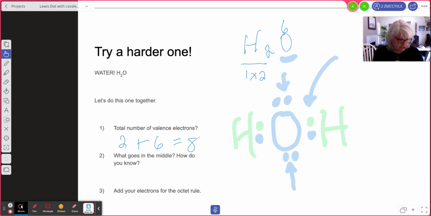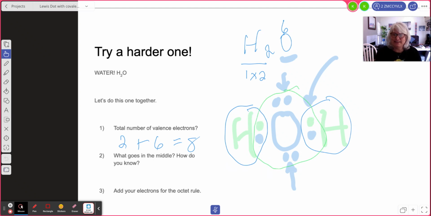So let's make sure that we have it correct. Hydrogen has 2, hydrogen has 2. Good so far. Oxygen needs 8, and it has 8. We did it. That's it. That is how you draw them.